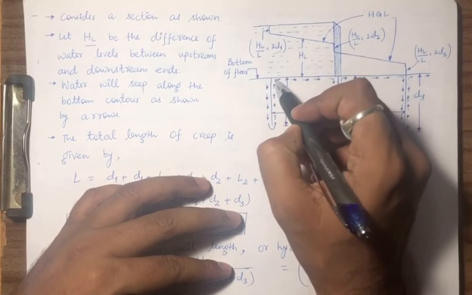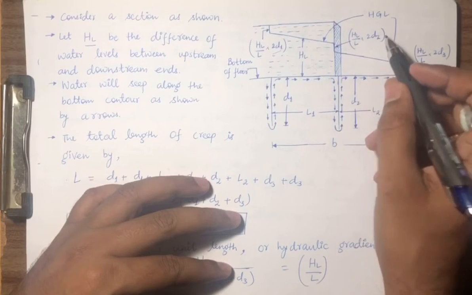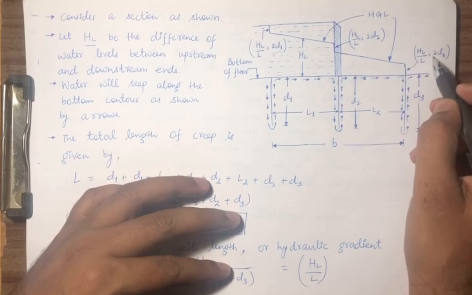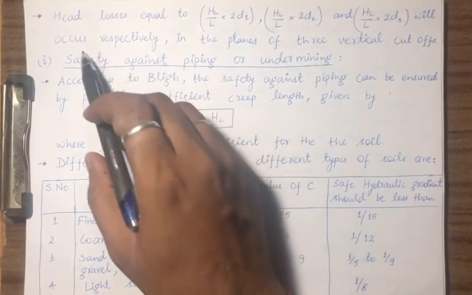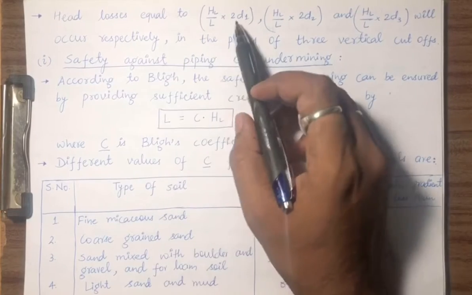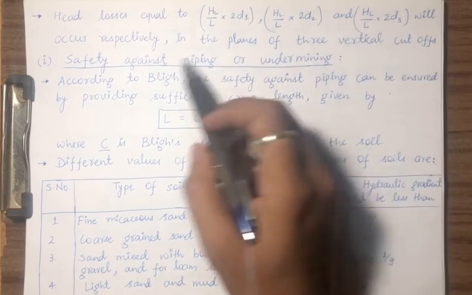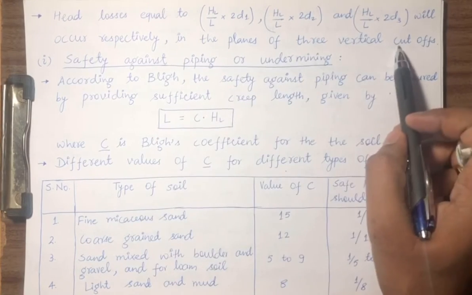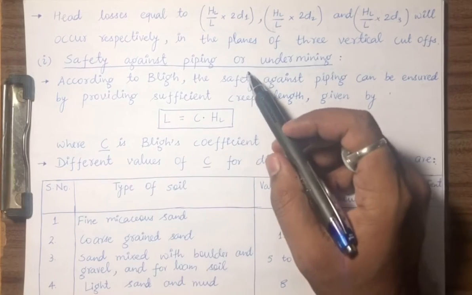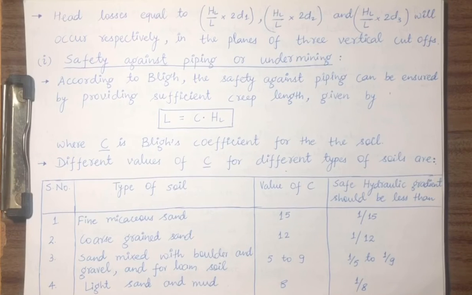From this to this, it will be HL by L into 2d2, and similarly HL by L into 2d3. So this is the same point which is written over here. So head loss is equal to HL by L into 2d1, 2d2 and 2d3 respectively in the planes of three vertical cutoffs. So at the three vertical cutoffs or piles, these will be the head losses.